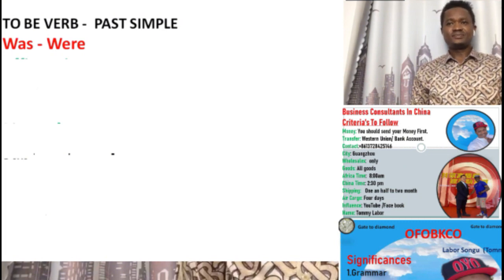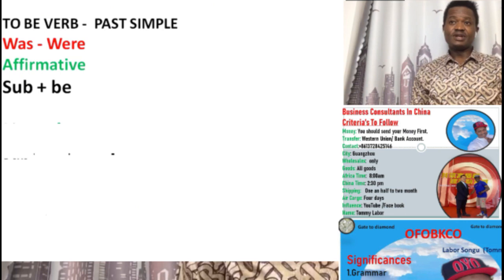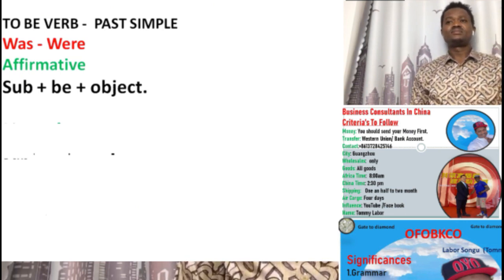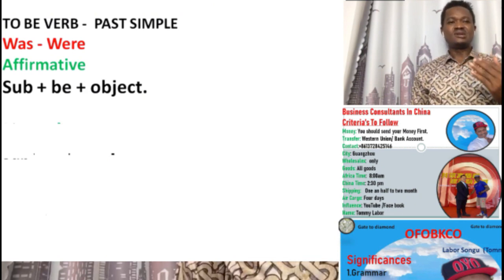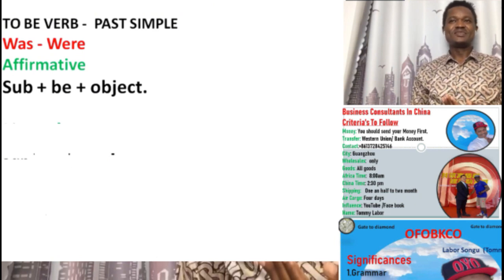All right, guys. Okay, let's go. So the affirmative form is going to be what? The affirmative form is subject plus the be verb plus the object. So this is a simple formula for the verb to be in the past simple. It's so simple, man.